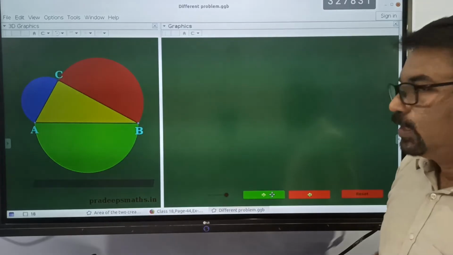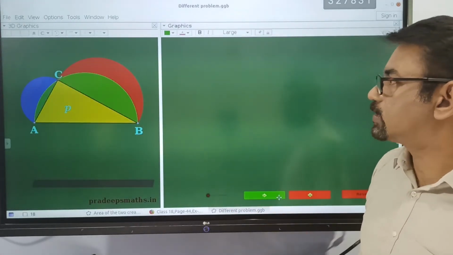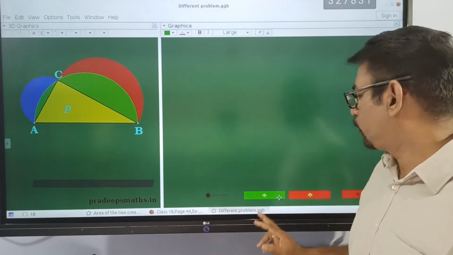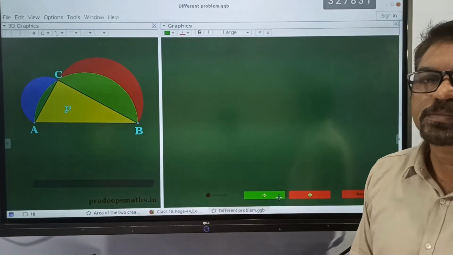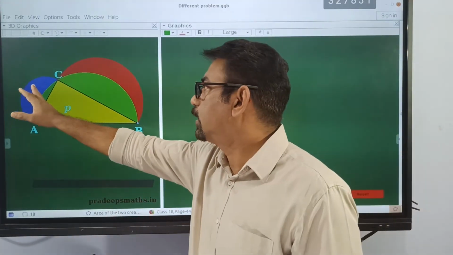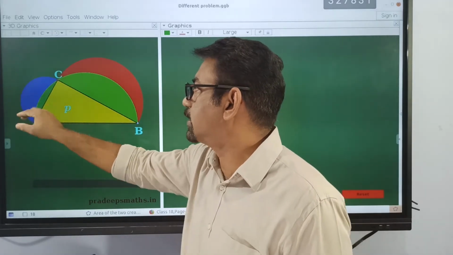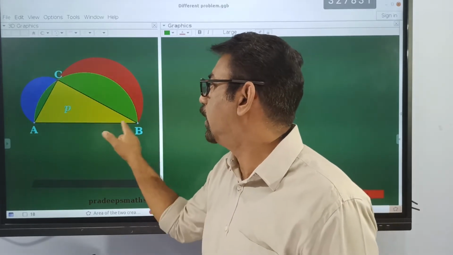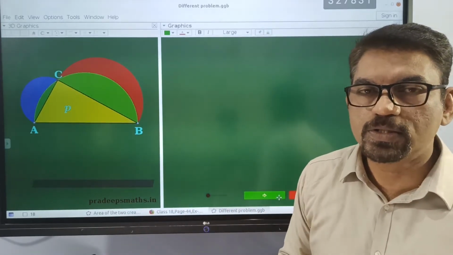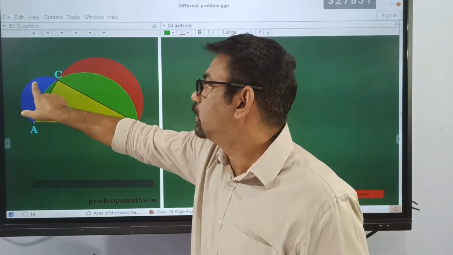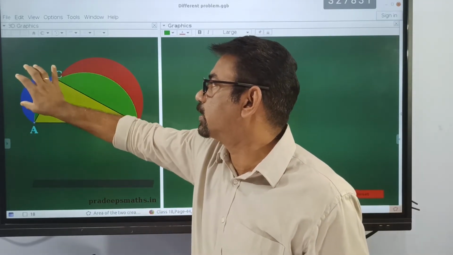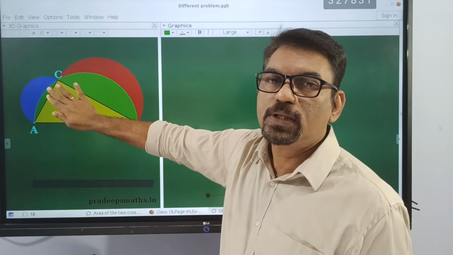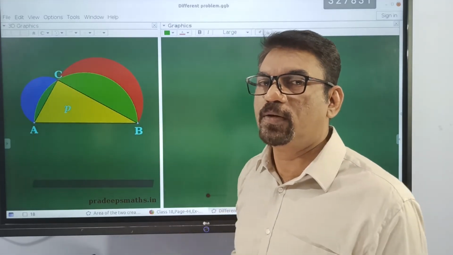Okay, so let's move on to the second stage. By flipping or folding it, we will get the required figure as in your textbook. So here, what do we have to prove? You are asked to prove that the sum of the areas of these crescents, that is, this blue and red crescents, is equal to the area of this yellow triangle. Here, in your question, it is asked to prove that the sum of this blue one and this red one is equal to the area of the yellow triangle. That's what we have to show.